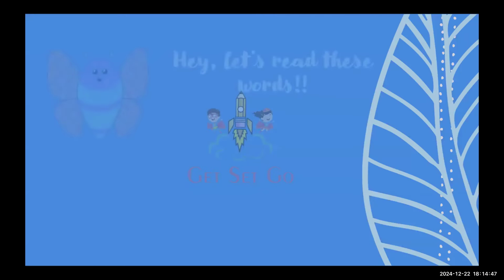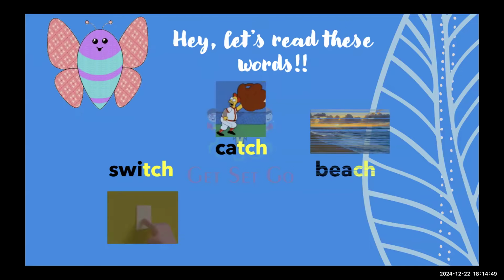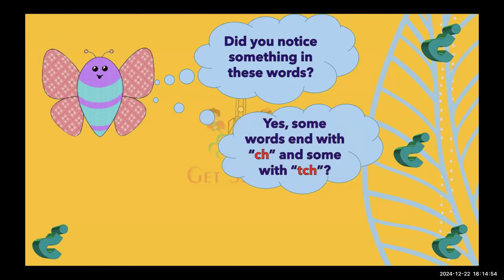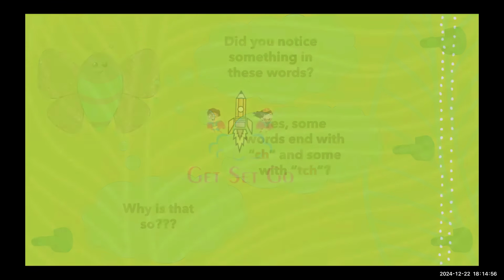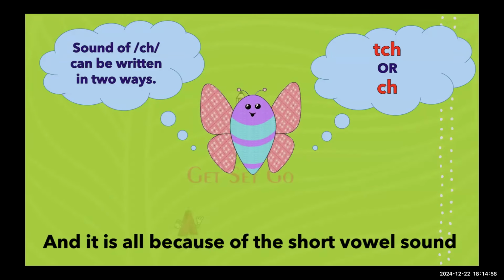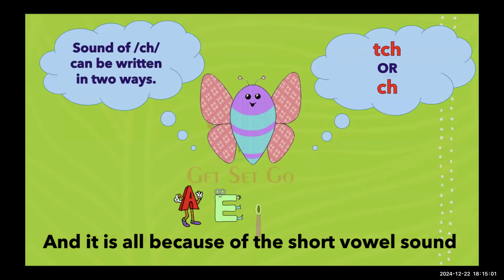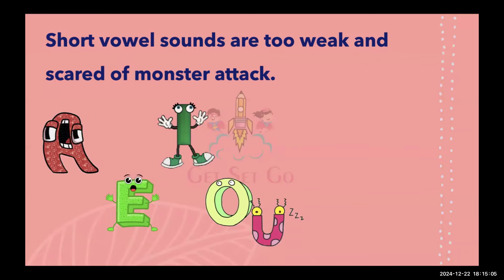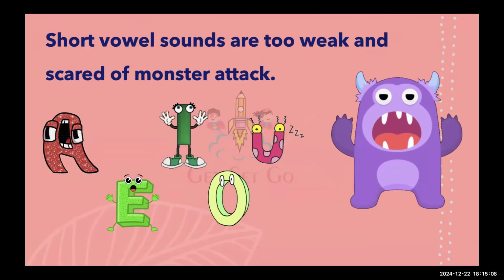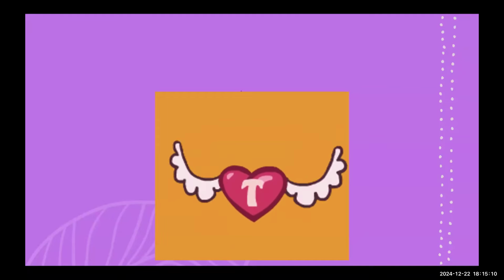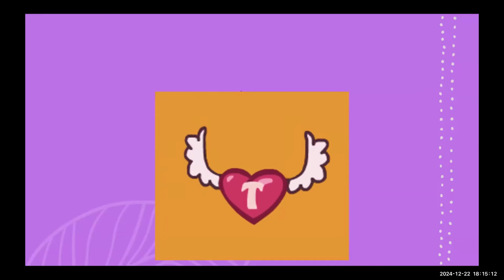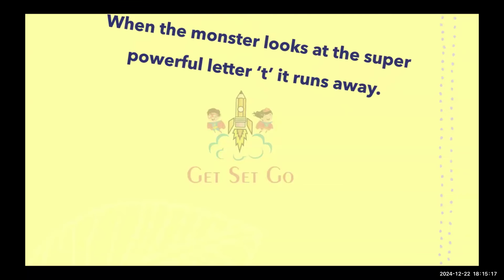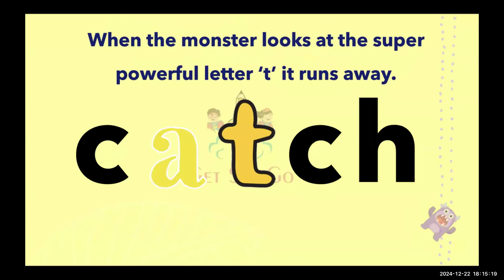Rule 7, CH or TCH rule. Again, reading the words and seeing the different endings. Then, did you notice something? CH and TCH. Why is that so in the words? It is all because of the short vowel sounds. Short vowel sounds are very scared of the monster attack. So we've just created little stories because these are the basic rules which can be explained by stories. So letter T comes as a superhero to protect short vowels before the ch sound in the words. So this is how the visual catches attention.